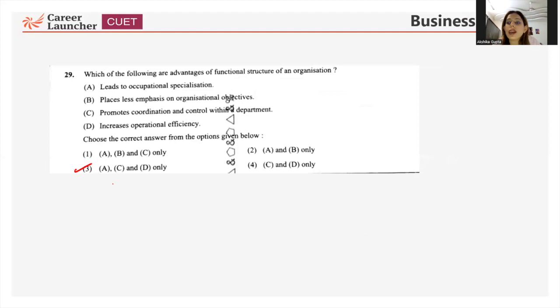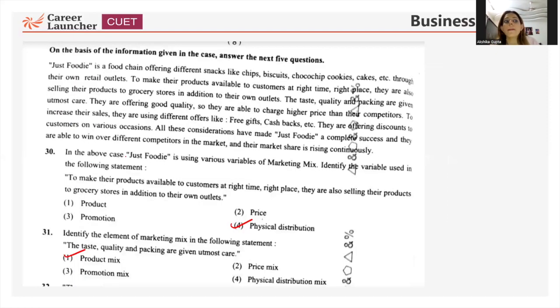Then which of the following are the advantages of the functional structure of the organization? It leads to occupational specialization, then promotes coordination, increases operational efficiency. Then we have a case study, that is Just Foodies, a chain, based on which we have 5 questions. In this they say that Just Foodies uses the variables of marketing mix, you have to identify them.